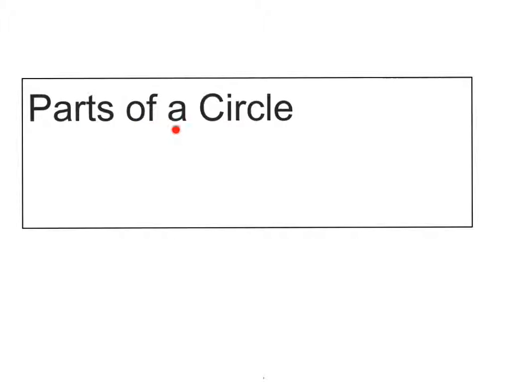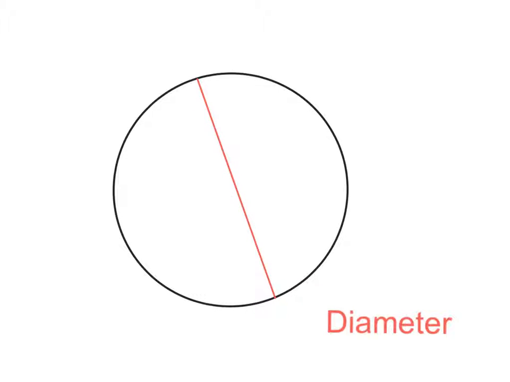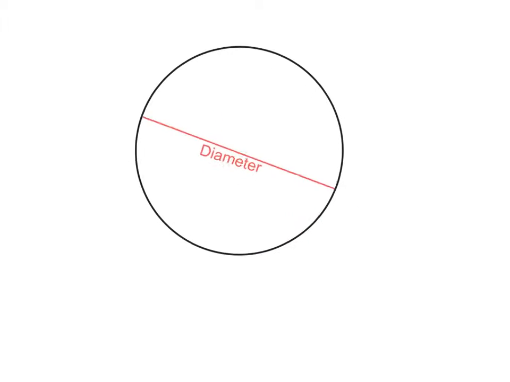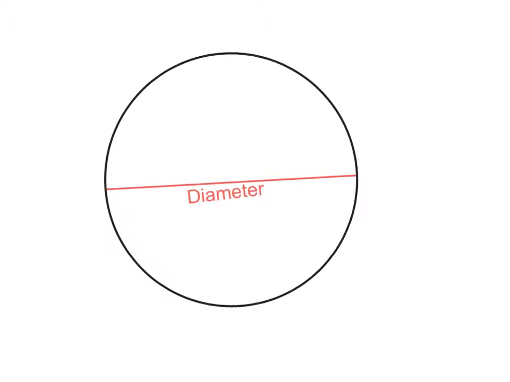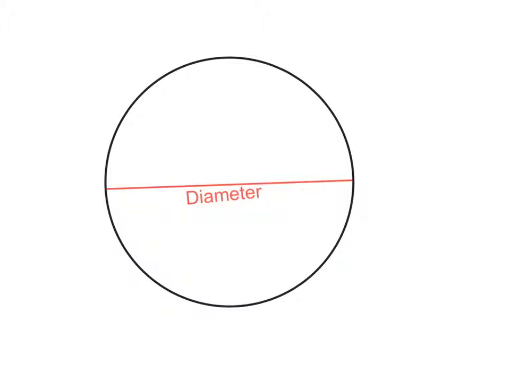Parts of a circle. Here is a circle. This red line is called the diameter. The diameter goes right across the circle, passing through the centre.